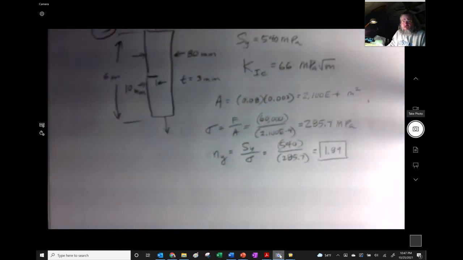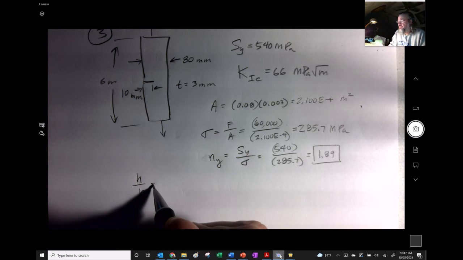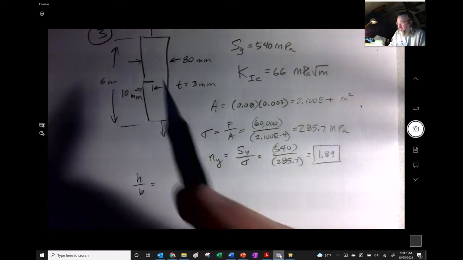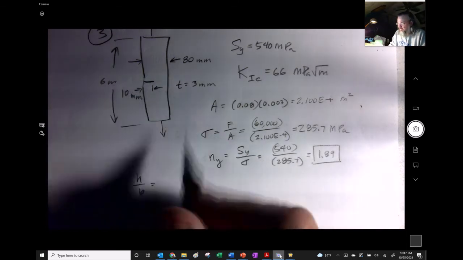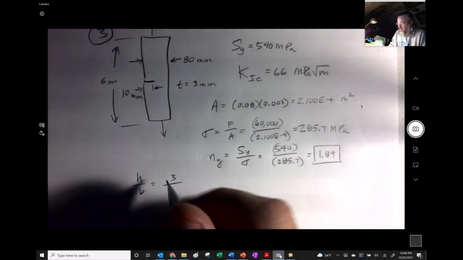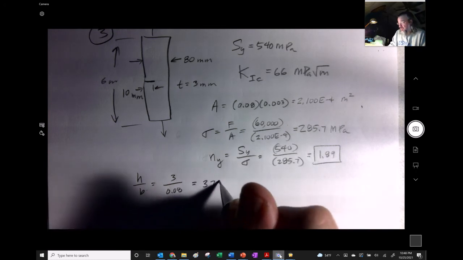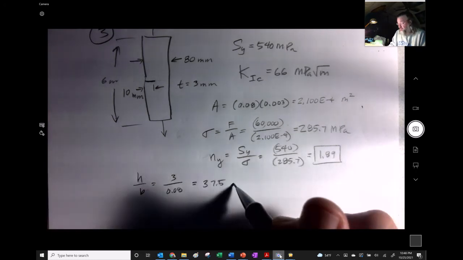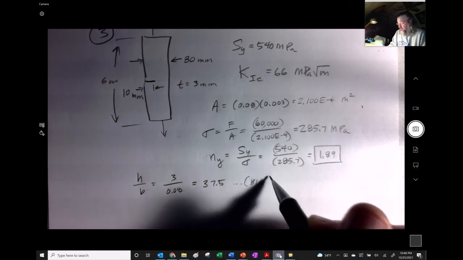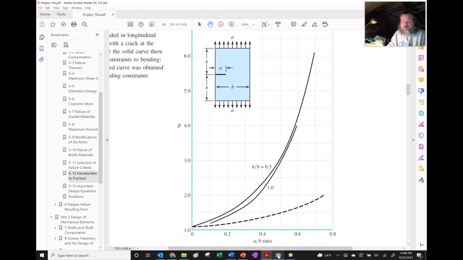So what we end up finding here is our H over B. With 6 meters, the H they have is 1/2 of this length, so that's just 3 meters, and the B, remember, is 80 millimeters, so 0.08. So we get 37.5, which is really big. Remember that this is what we were just looking at, H over B. Really, really, really big.